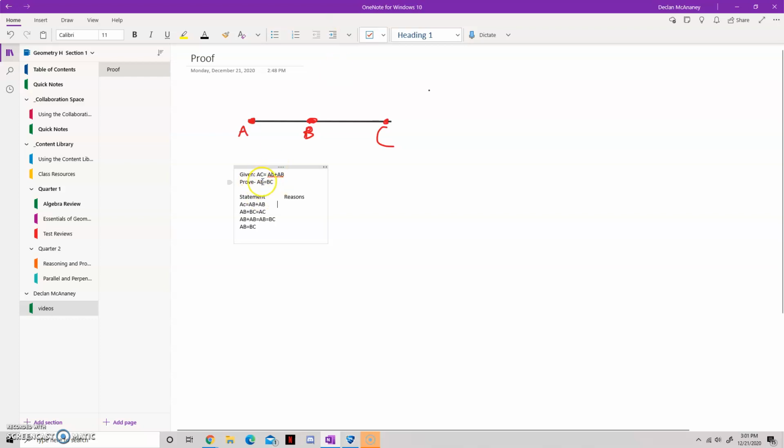So we see that we have to prove that AB is equal to BC. So let's just start off. We see AC equals AB plus AB. That is given because it's up here. And we have to find out how they went from AC equals AB plus AB to AB plus BC equals AC.